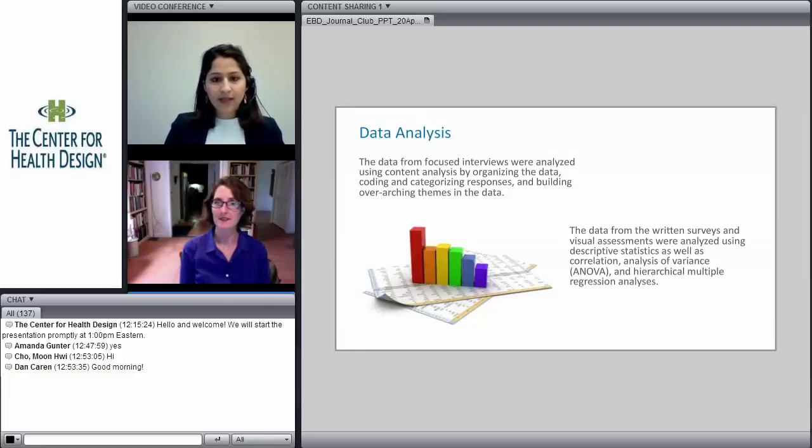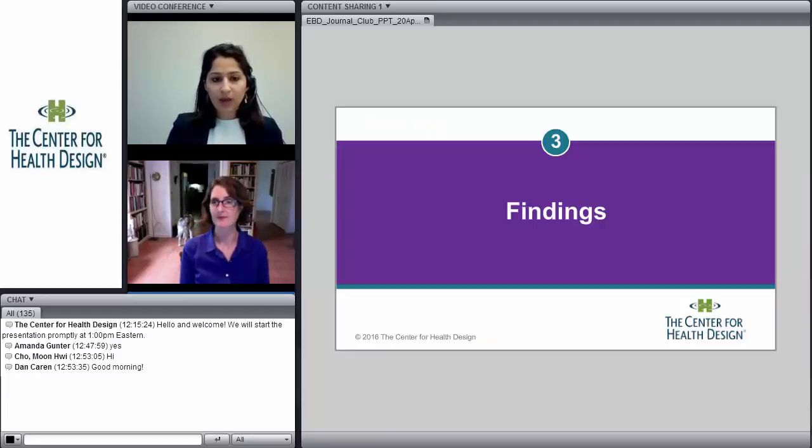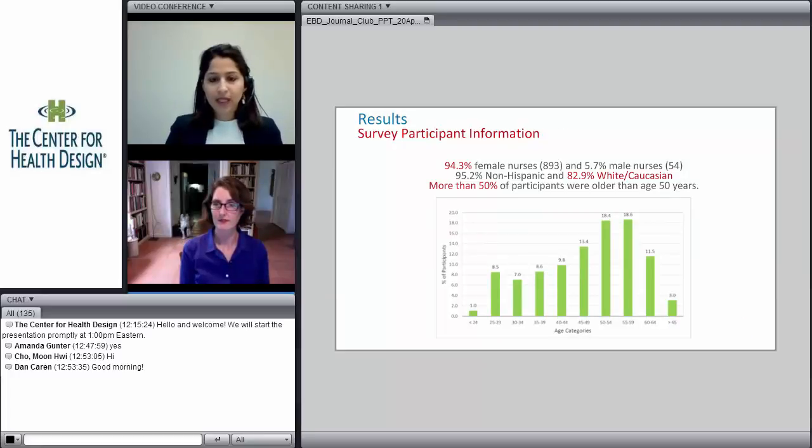And then we did the data analysis. We did the content analysis for the interview, and we used descriptive, correlation, ANOVA, and hierarchical multiple regression analysis for the survey. So now we go through the findings.